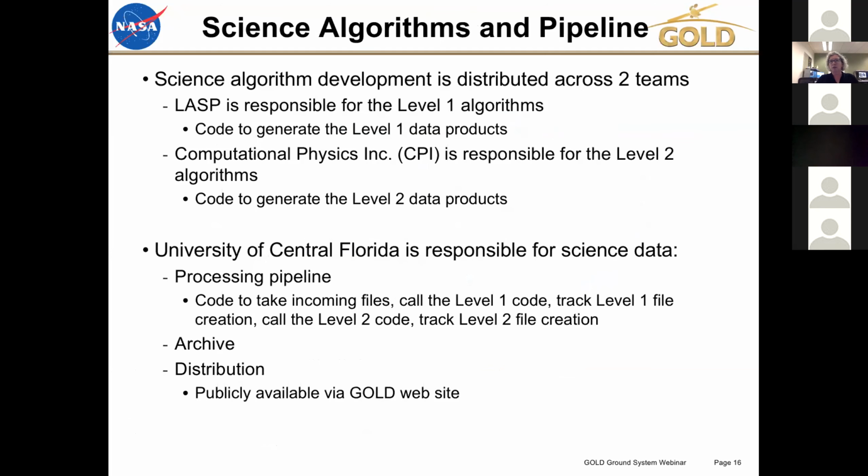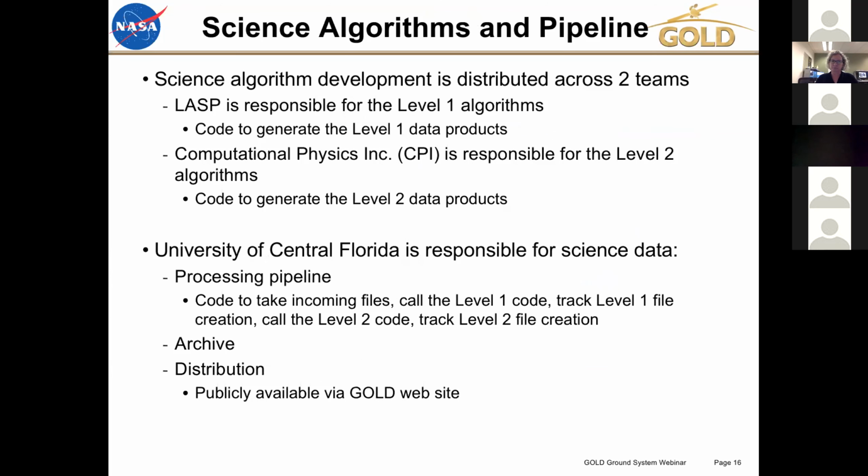So now we'll look a little bit more at the science algorithms in the pipeline. The development of the algorithms themselves is distributed across 2 teams. LASP is responsible for the level 1 algorithms, and the algorithms themselves are really the code that generates those data products, the level 1 data products we just discussed. Computational Physics Incorporated, or CPI, is responsible for the level 2 algorithms, and again, that's the code that generates those data products.